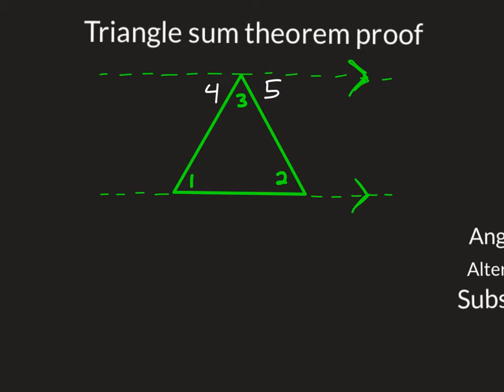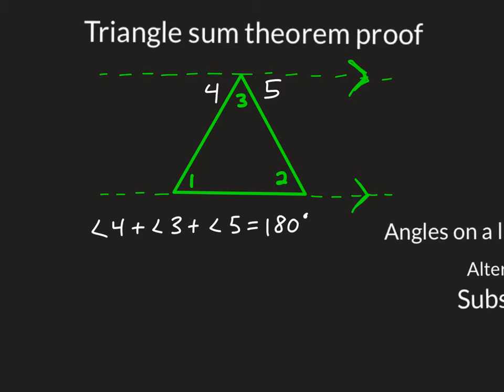And let's think about what I can do with this information. So when I look at this top line right here, and I look at angle 4, angle 3, and angle 5, well, it looks like angle 4, angle 3, and angle 5 form that straight line. So, well, if they form a straight line, what do I know about angle 4 added to angle 3 added to angle 5? Well, I know that they're going to add up to 180 degrees. And so I might say, okay, well, angle 4 plus angle 3 plus angle 5 equals 180 degrees.